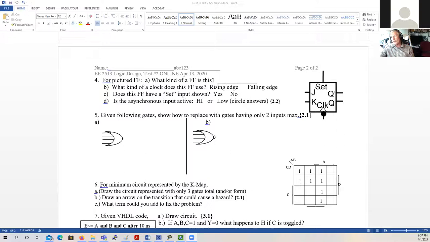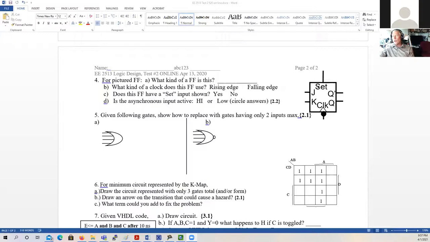There is such a thing as a synchronous set and a synchronous clear, but when they're drawn like this, they're assumed to be asynchronous unless the data sheet says they're synchronous. Is the asynchronous input active high or low? Active high, because there's no bubble. So when this input is low, it's exerting no influence on this part. Typically the sets are active high, or typically they're active low, but they can be either one.